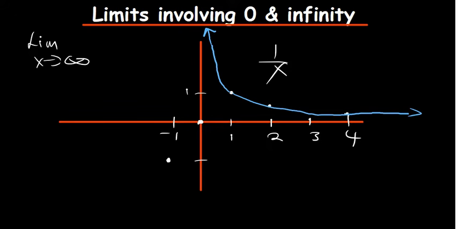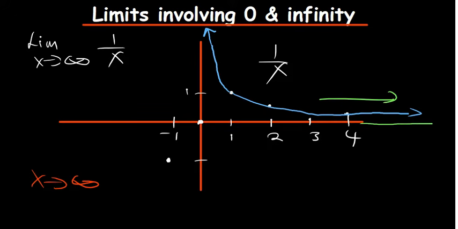So the limit as x approaches infinity for 1 over x. As x is approaching infinity, where is that direction? It's this direction. As x is approaching infinity, the value of the function is getting closer and closer to the x-axis. You may try that, by the way. If you say 1 divided by 100, it's going to be 0.01. If you try 10 to the power 6, it will be 0.000001. So we're getting closer and closer to 0. So that becomes the answer.